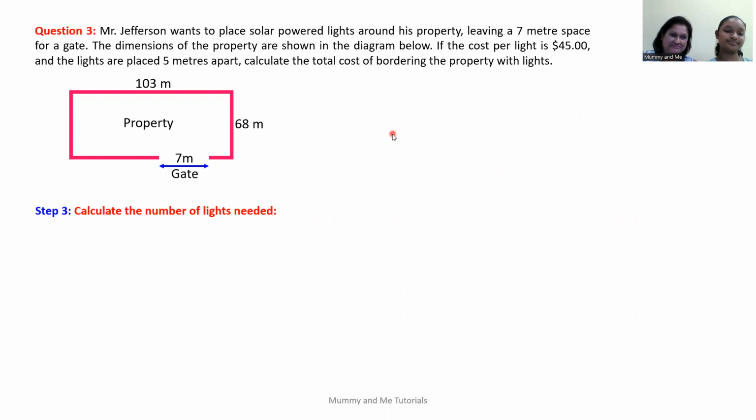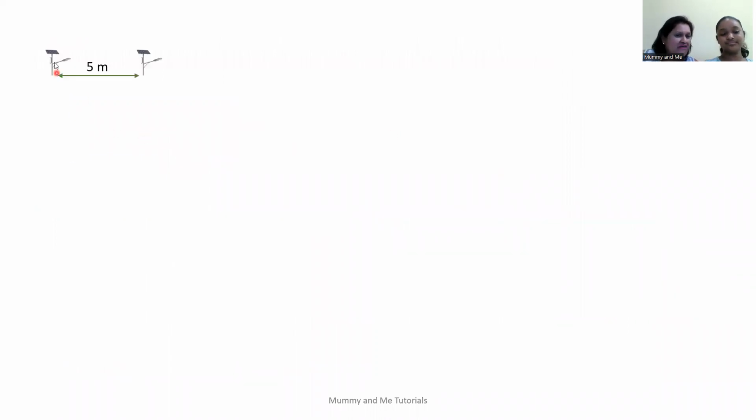Yes. Okay. So if I have 2 solar-powered lights, how many spaces do we have? 1 space, which is equal to 5 meters. All right. So 1 space equals 2 lights. And if I have 3 lights, how many spaces do we have? 1, 2. 2 spaces, and each space is equal to 5 meters. Okay. So 2 spaces equal 3 lights.